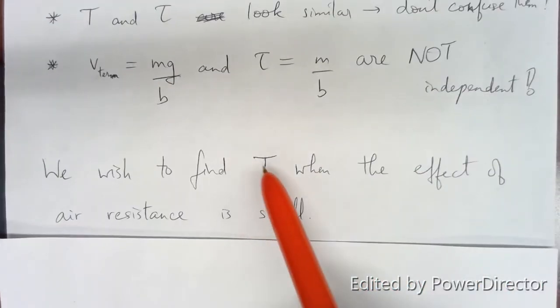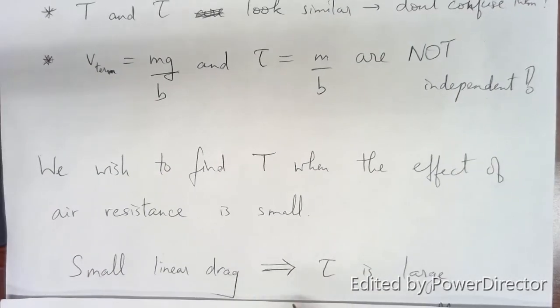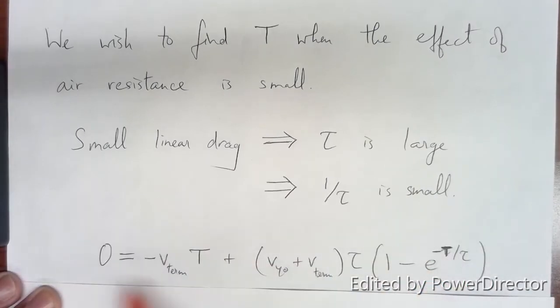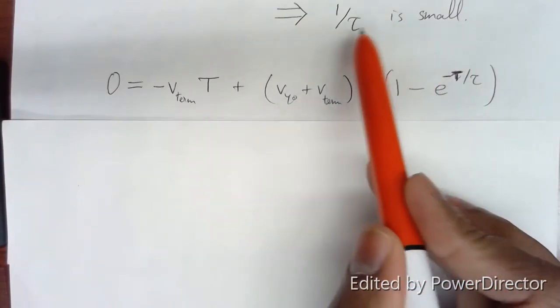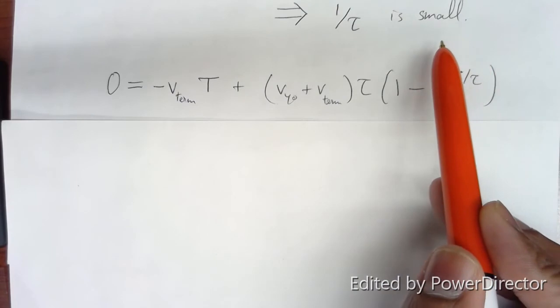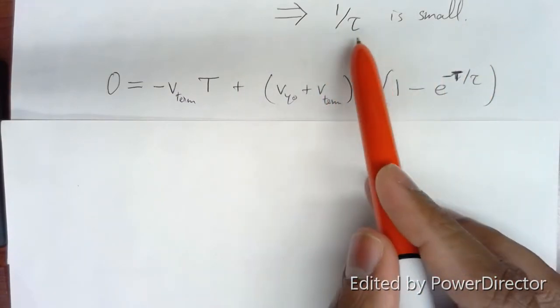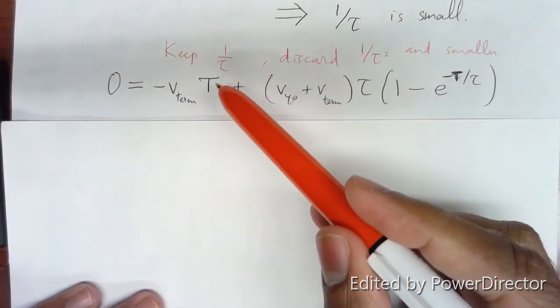So we wish to find the time of flight when the effect of air resistance is small. A small linear drag implies that the exponential decay that happens is going to take a long time, and so tau will be very large. Or in other words, 1 over tau will be very small. We return to the equation that we are trying to solve. We will solve an approximate version of this equation using the approximation that 1 over tau is small. And the idea here is that we will take into account terms of order 1 over tau, but we shall ignore terms that are of order 1 over tau squared. In other words, we are creating an expansion in terms of 1 over tau.